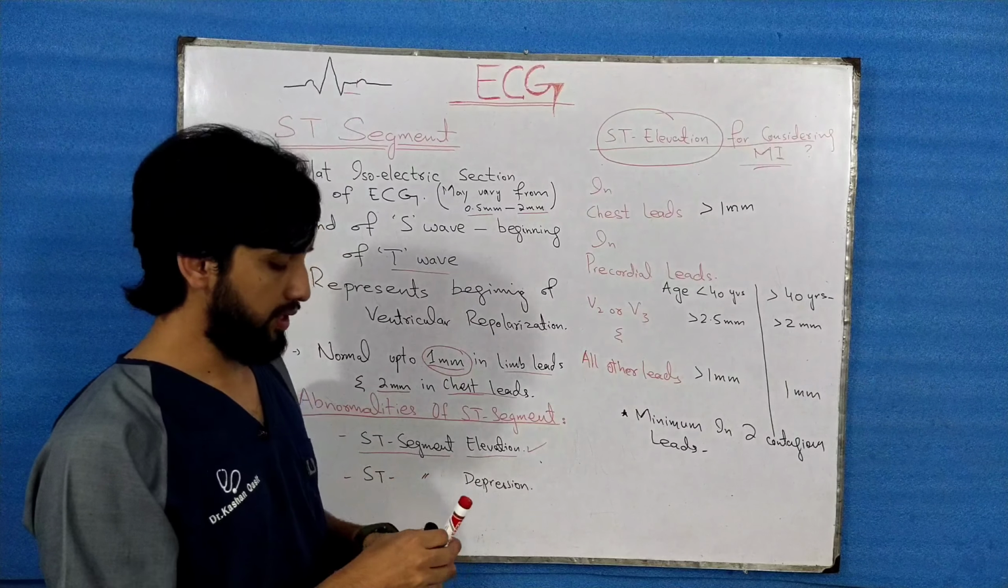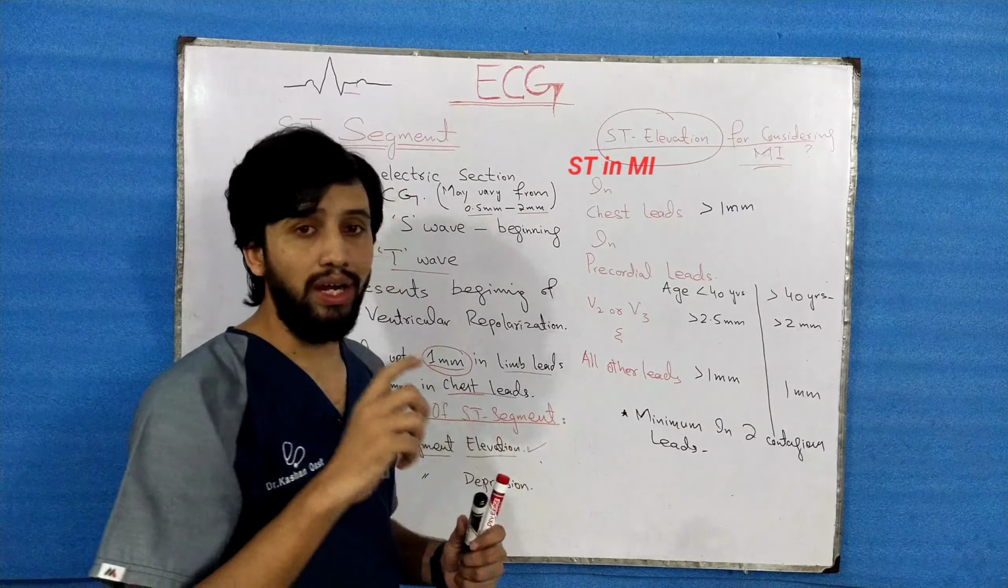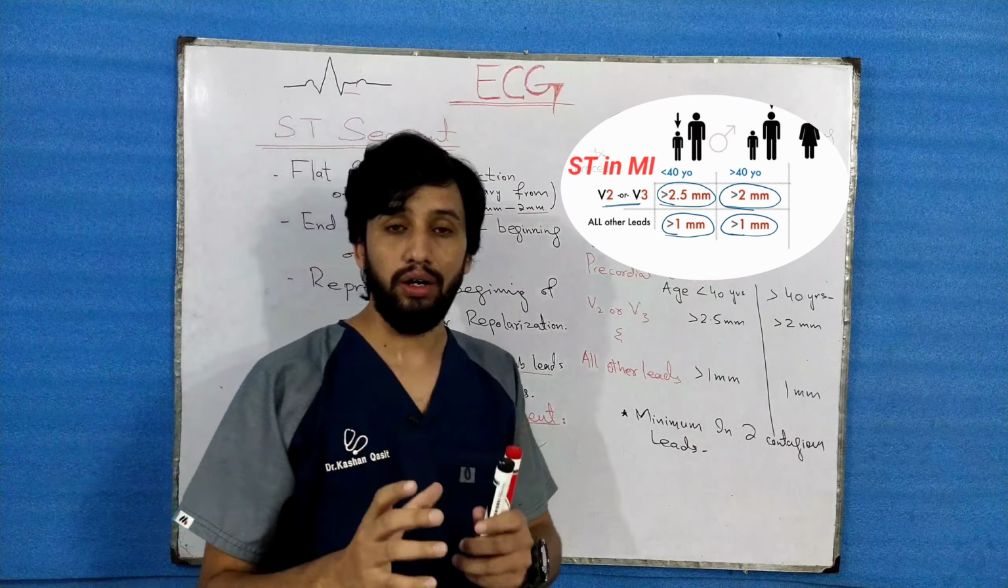There is a criteria which is shown here. While discussing the ST changes of an MI patient, you will notice the elevation in chest leads. In chest leads greater than 1 mm and in precordial leads greater than 2.5 mm height is considered significant. And this 2.5 mm height or amplitude of the ST segment is especially seen in the V2 or V3 leads. Age factor is another thing here.